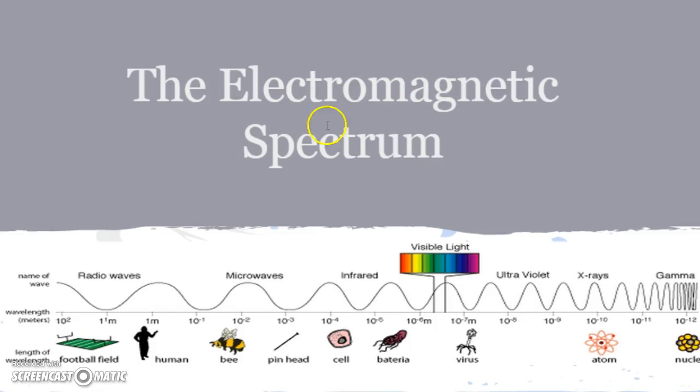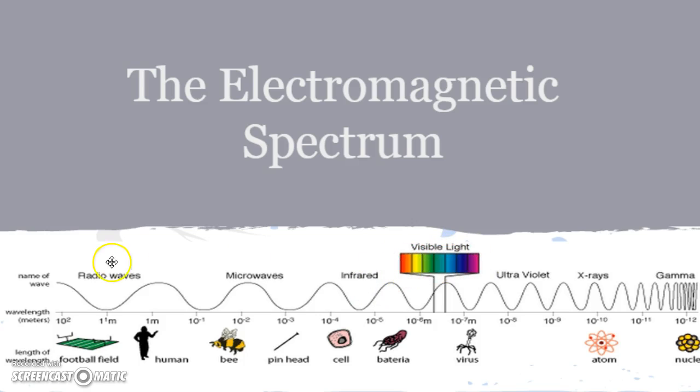Alright, this lecture is going to be on the electromagnetic spectrum. The electromagnetic spectrum is often written as the E&M spectrum. It involves radio waves, which are your low frequency, large wavelength waves. As we increase in frequency, and therefore decrease in wavelength, we go into microwaves, infrared, visible light.